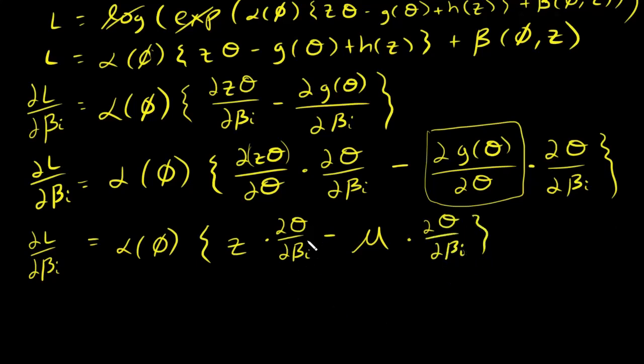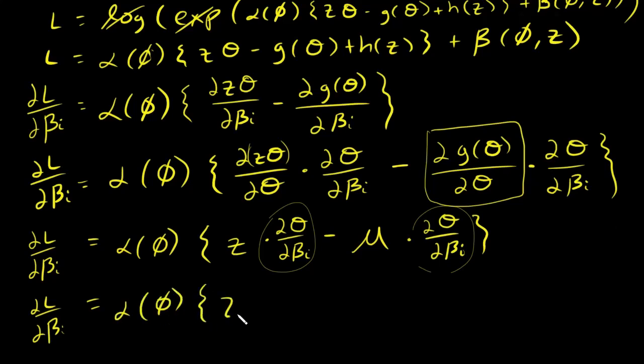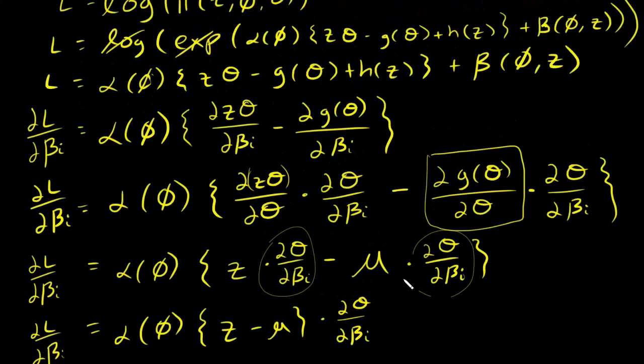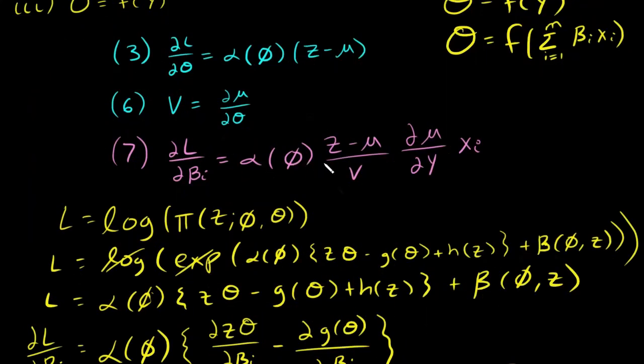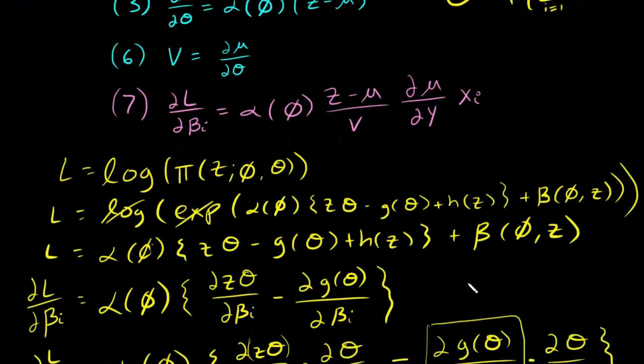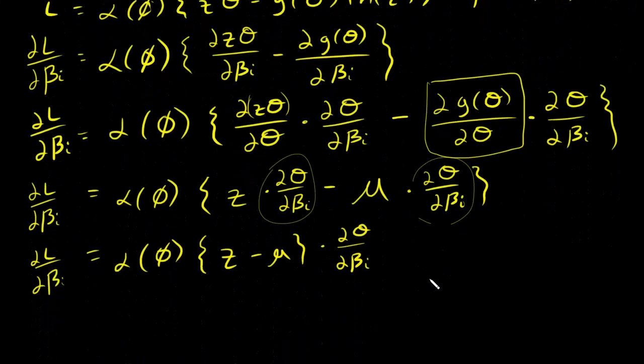All right, notice I have this guy showing up twice. So what I'm going to do is pull it out of my parentheses. So I have z minus mu, d theta d beta i. We see I'm getting closer to what you have here, but not quite. All right, so let's keep going.